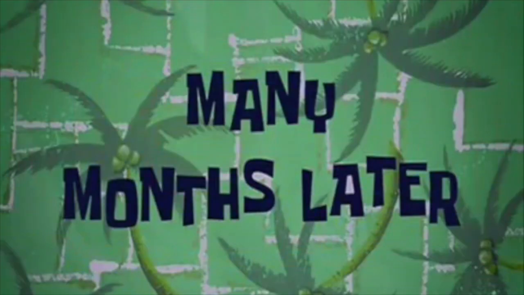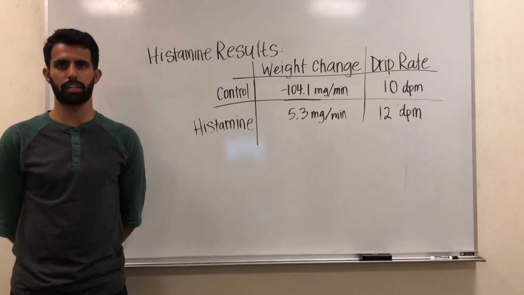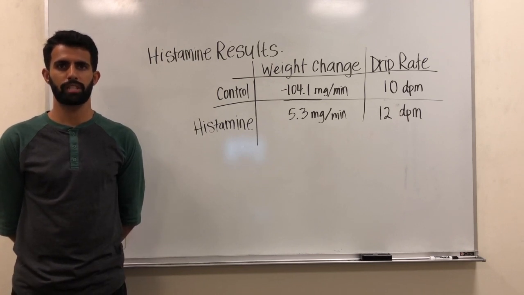Many months later. Before adding histamine, a controlled drip rate and weight change was taken. The weight change was negative 104.1 milligrams per minute for the control, and when histamine replaced the Ringer's dextran perfusate, the rate of weight change increased to 5.3 milligrams per minute. The control drip rate was 10 drips per minute and increased to 12 drips per minute with the addition of histamine.